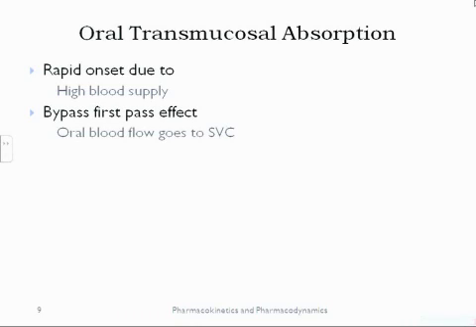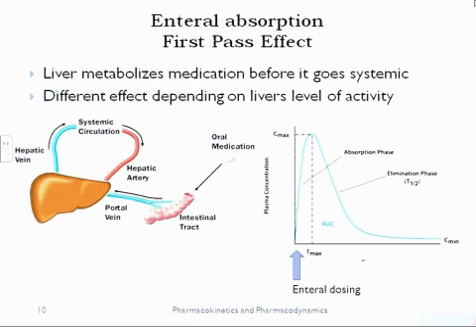If you use oral transmucosal absorption, it has a very rapid onset because of the very high blood supply to the head. Actually, it's something that's pretty consistent throughout. If you don't have a good blood supply to the face and the mouth, then usually you're not getting good blood supply to the brain, which is not a good thing. The good thing about giving it transmucosally in this area is that you bypass the first pass effect, because it goes directly into the superior vena cava.